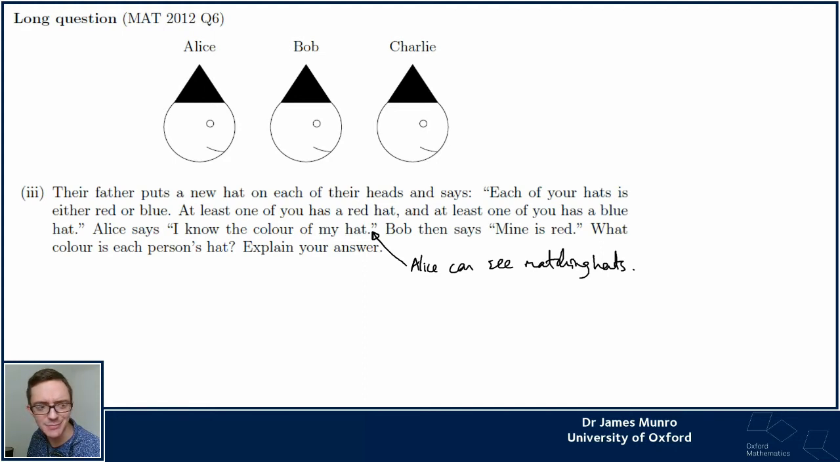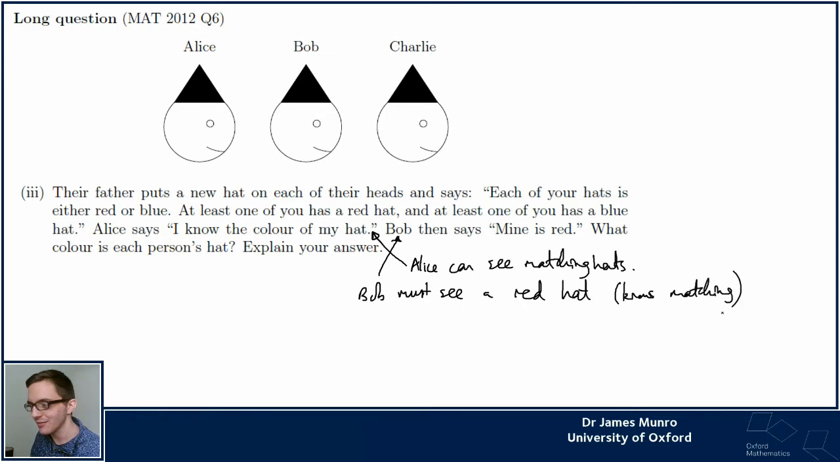We don't need to understand Bob's reasoning here because Bob's an expert logician, so we can rely on Bob. But I think it's safe to say that Bob must have seen a red hat. So Bob knows they're matching, must see a red hat. I'm saying we can just take it as read that Bob has a red hat. And then Charlie's hat matches Bob's, so Charlie's must be red as well. So it must go blue, red, red. Nice.